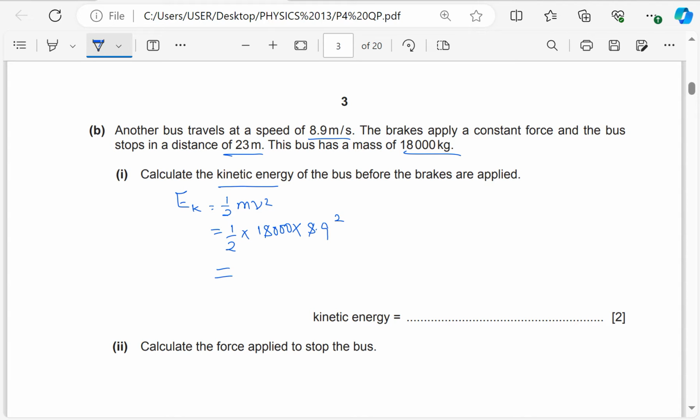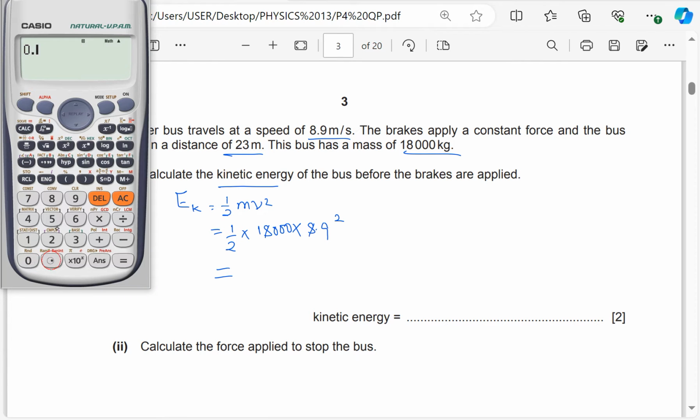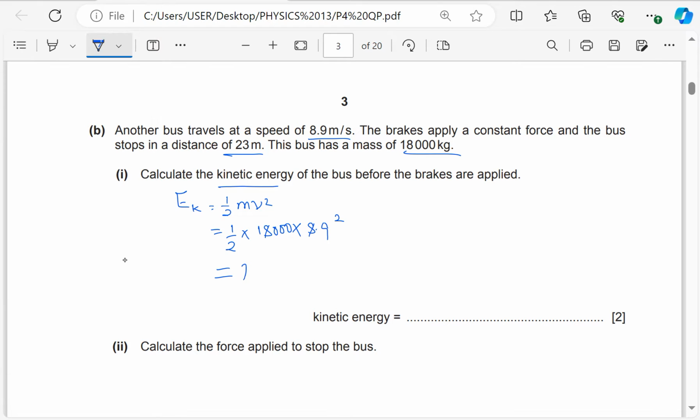I'll just press my calculator. A half is the same as 0.5 times 18,000 times 8.9 squared. This gives me 712890, which of course rounds off to 710000. So I could write 710000 in joules, or I could divide this by 1000 so that it becomes 710 kilojoules.